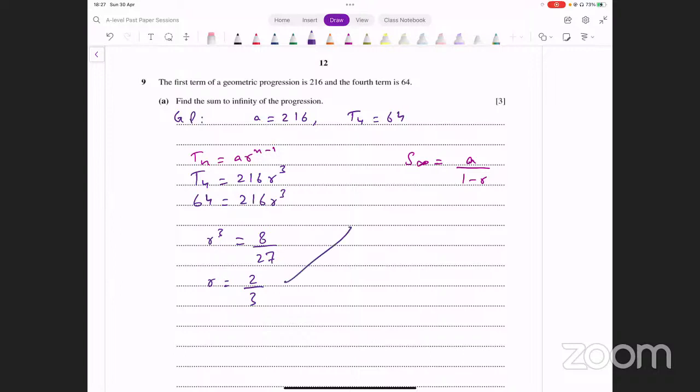इसको फॉर्मूला में इनपुट कर दें जाके. सम टू इन्फिनिटी आपके पास क्या आ जाता है? a is 216 divided by 1 minus r, that's 1 minus 2 over 3. 1 over 3 नीचे आएगा, 3 ऊपर जाके multiply हो जाएगा. The sum to infinity is therefore going to turn out to be 216 multiplied by 3, and that is 648. And that's your final answer here. Okay, that's what we were looking for.